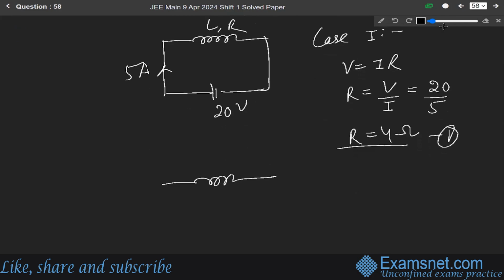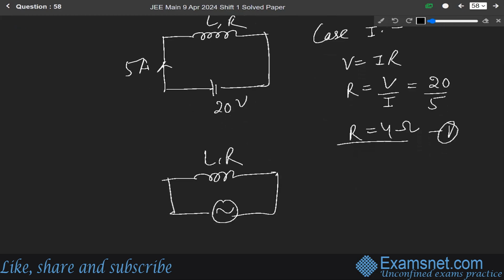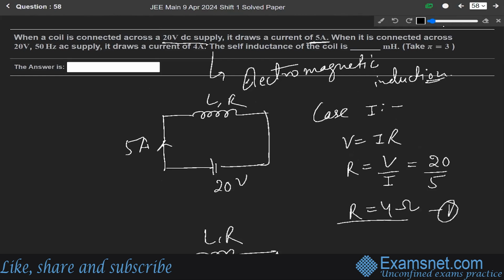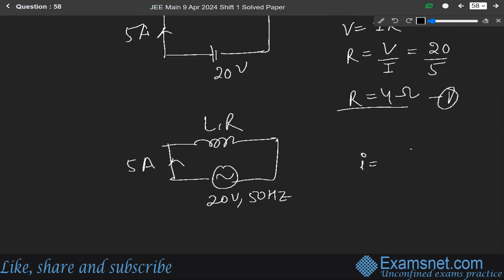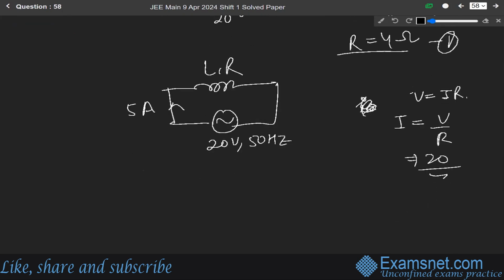For the second case, let us draw it like this. The supply is of 20 volt and the frequency is 50 hertz. So this will be 20 volt, 50 hertz, and the current is the previous 5 ampere. So for this, again V equals IR, so I is equal to V over Z. V is 20 and for this we have to find the value of Z.